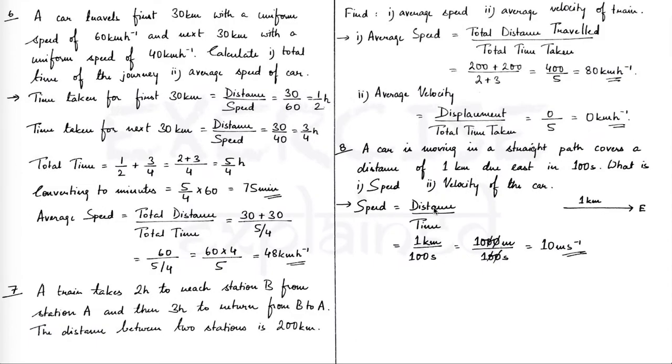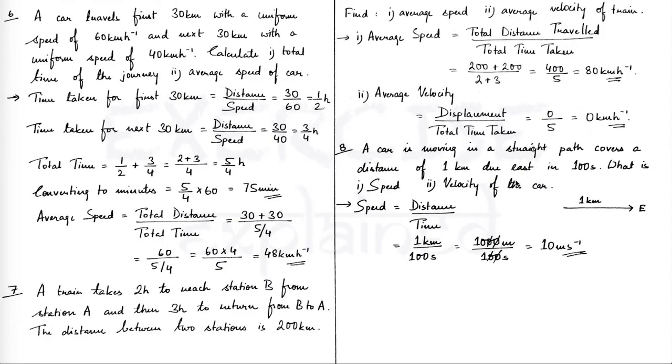So speed will be equal to distance by time. So distance is 1 and time is 100 seconds. So 1 kilometer divided by 100 seconds. Now kilometer is not in SI units. We need to convert that to SI units. So 1 kilometer can be written as 1000 meters and 100 seconds is written as 100 seconds only. 0 cancels and we get it as 10 meter per second. So we got the speed as 10 meter per second.